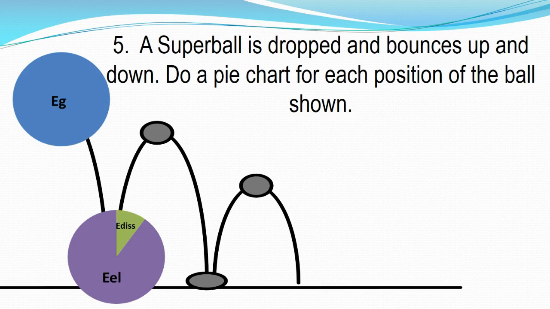That collision creates thermal energy with friction. That collision creates sound energy as it smacks the ground or bounces. Imagine the sound of a basketball bouncing on the ground. That's where that dissipated energy goes.